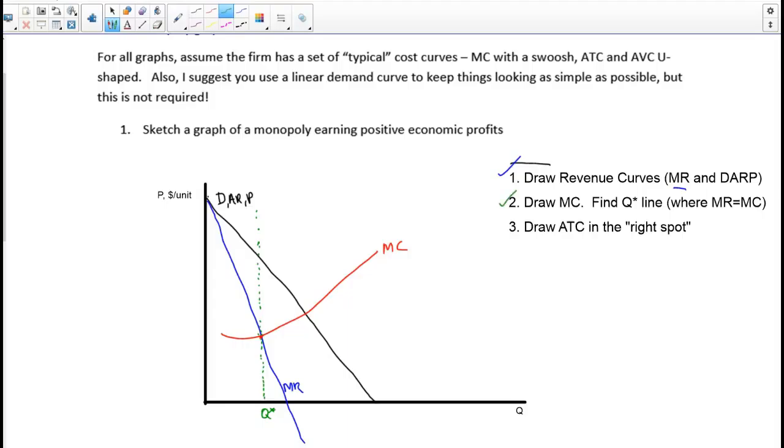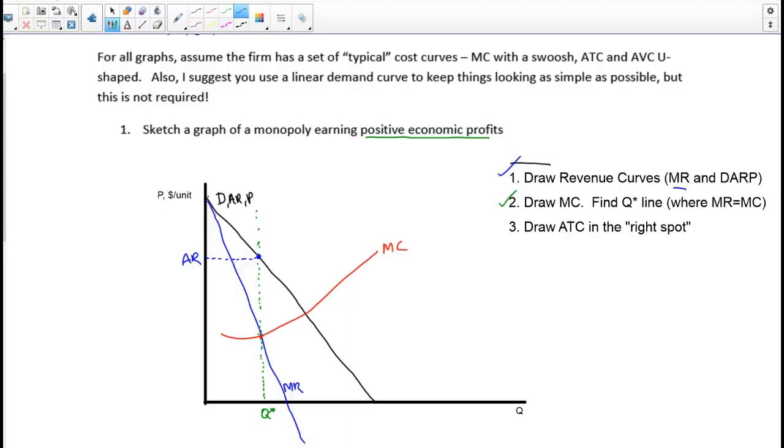Okay, so we've done step two here. Now I just want to draw ATC in at the right spot. Well, the right spot is I want it to earn positive economic profit. So the first thing I need to orient myself on is to find average revenue. Well, what I do is I look along Q star here, and where's my average revenue curve? Well, that's the DARP curve. So I know my average revenue is going to be right here. I'll go ahead and trace that over. That's my average revenue. If I know it's going to be an economic profit, I know that my average cost, where it hits the green line, has to be below average revenue, because if it's a profit, cost needs to be below revenue.